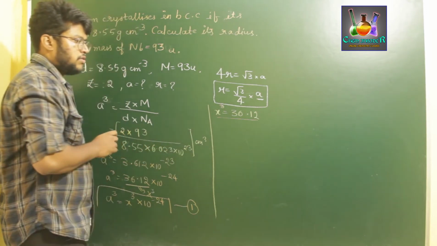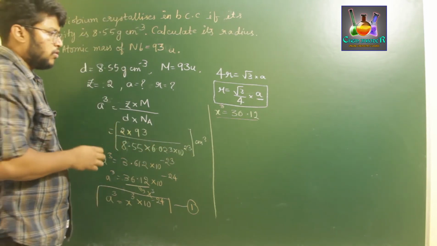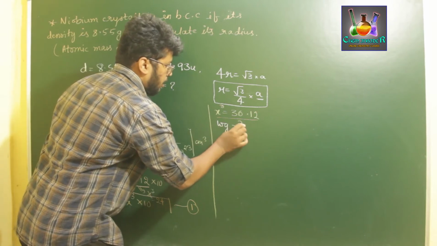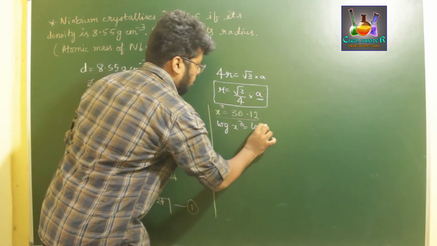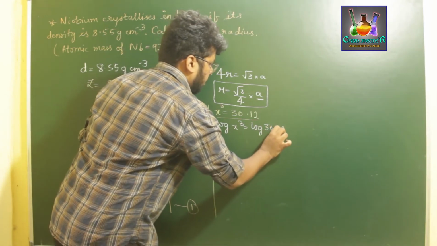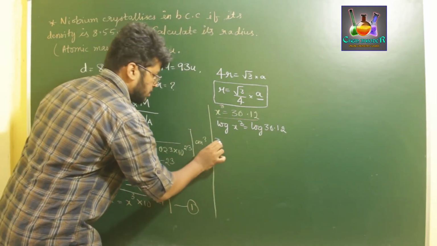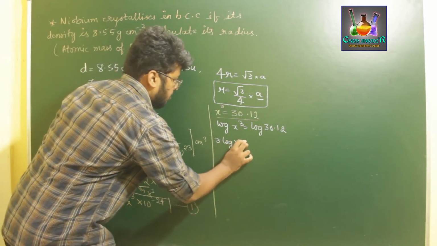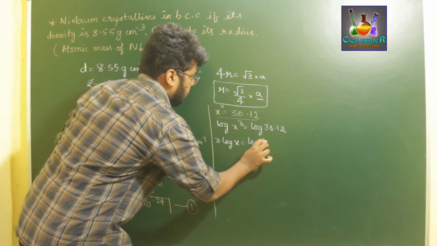If you have such a situation of x cube is equal to some value, you can take log on both sides. That gives us log x cube is equal to log of 36.12. According to the log rule, the 3 comes down, so 3 log x will be equal to log of 36.12.